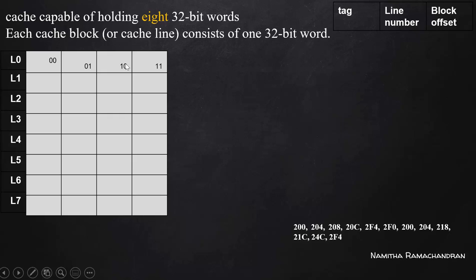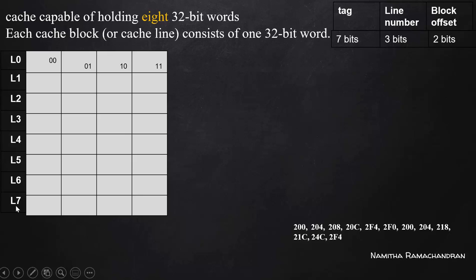For addressing each of these bytes, how many bits are required? Addressing 4 different bytes means we need 4 different addresses. For generating 4 unique addresses, how many different bits are needed? 2 minimum bits are required for addressing 4 different bytes, and the addresses are like 00, 01, 10, 11. So the block offset part contains how many bits? 2 bits.